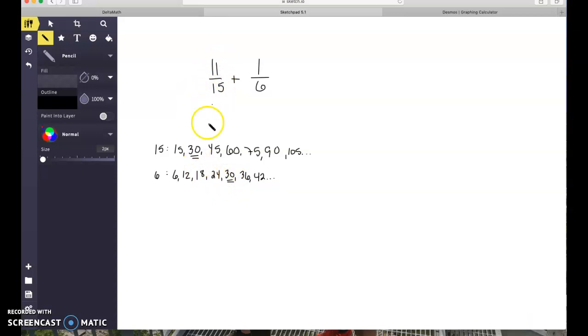So in order to create a denominator of 30, I'm going to multiply 15 by 2 over 2. I'm allowed to do that because I can multiply anything by 1. I can multiply by 1 as much as I want. And 2 over 2 is just equal to 1. So that gives me 2 times 11, which is 22. 2 times 15 is 30. And I know 11/15 and 22 over 30 are actually equivalent fractions.